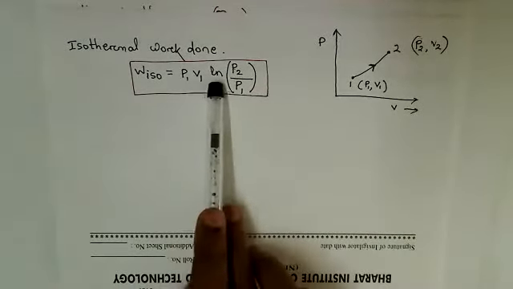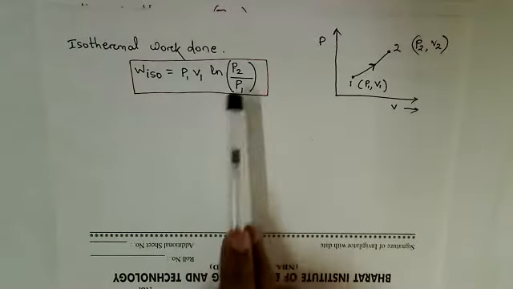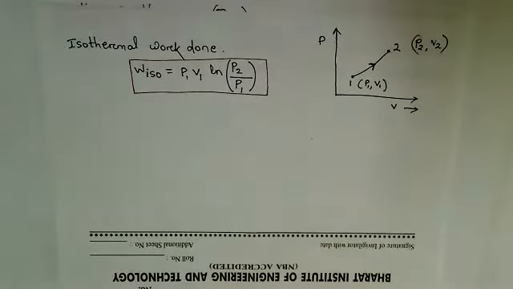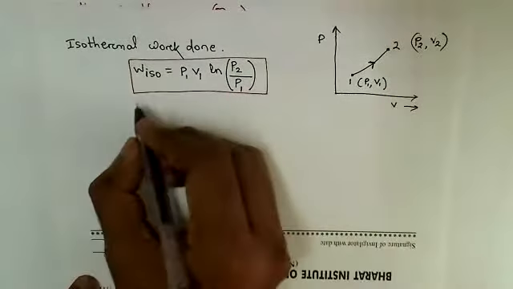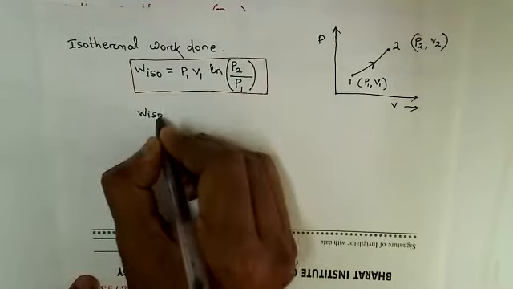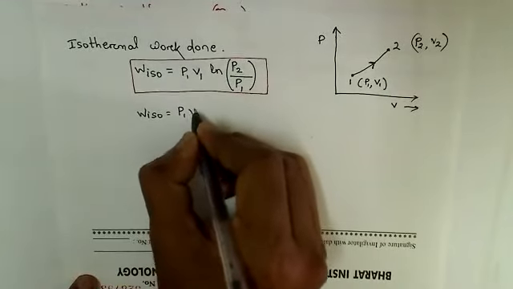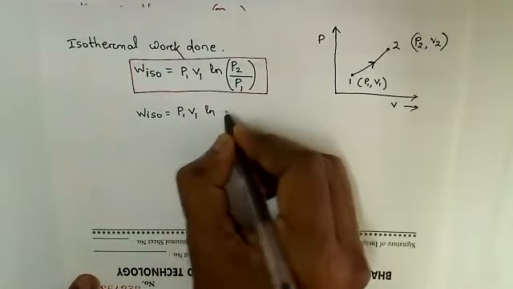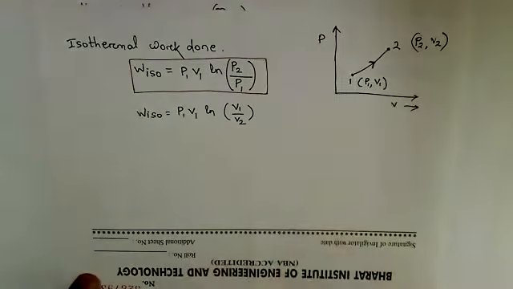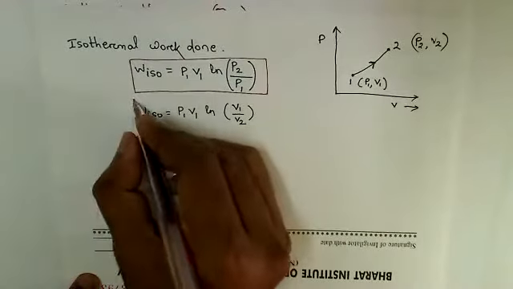P1 V1 ln P2 by P1. In terms of pressure, if you write it, it will come like this. And in terms of volume, if you write, W isothermal work done equal to P1 V1 ln V1 by V2. In this term, you will get the answer.